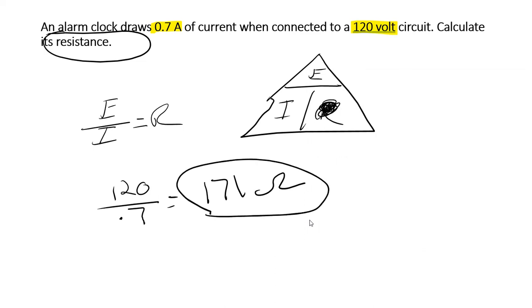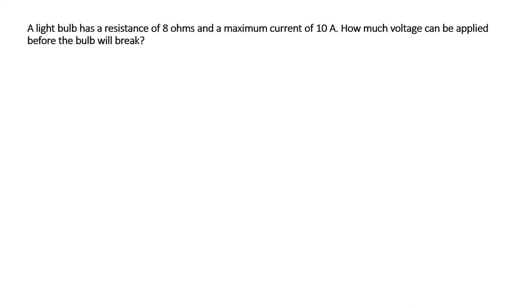That's my answer, 171. Let's check out the next one. A light bulb has a resistance of 8 ohms. The maximum current, so I'm talking amps here, is 10 amps. How much voltage can be applied before the bulb breaks?